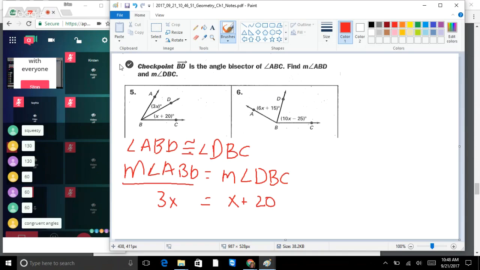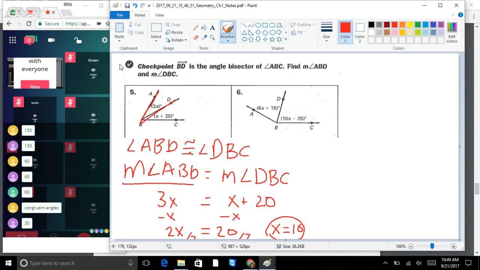This is not too hard of algebra. We should be able to figure this out, right? We need to solve for x. So we're going to subtract x from both sides, and we end up with 2x equals 20. And if we divide both sides by 2, we end up with x equals 10. So then the question is, what is the measure of each of these angles? Well, ABD is 3 times 10, so this is 30 degrees.